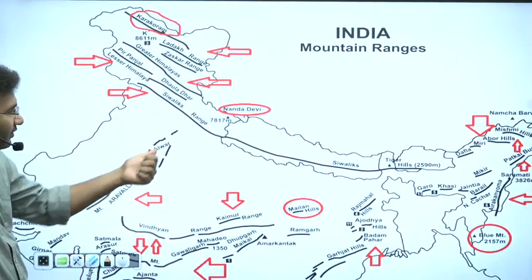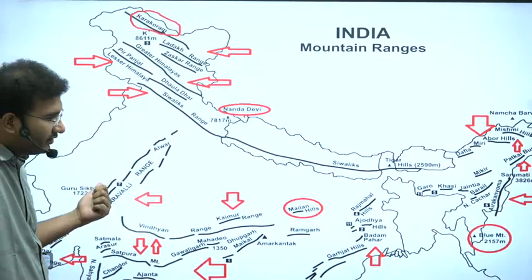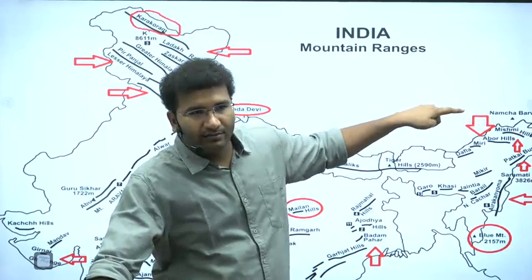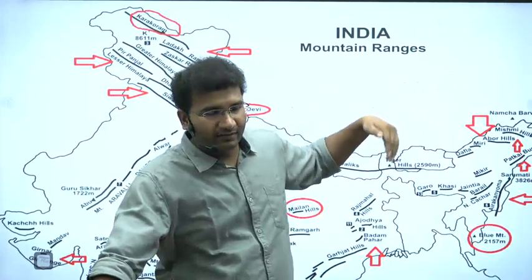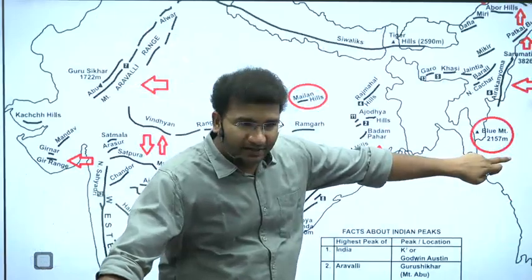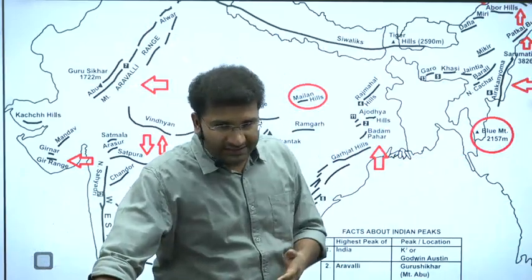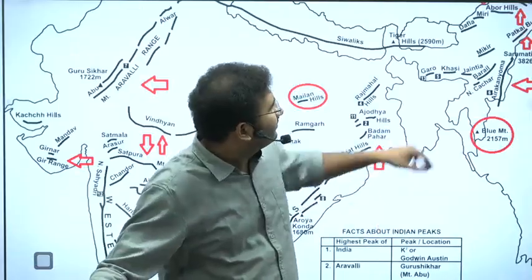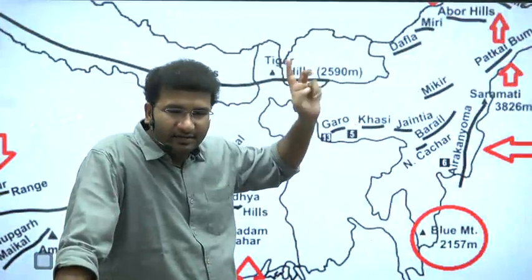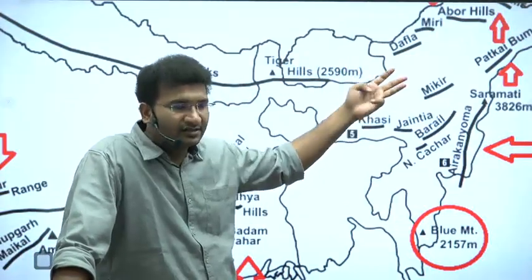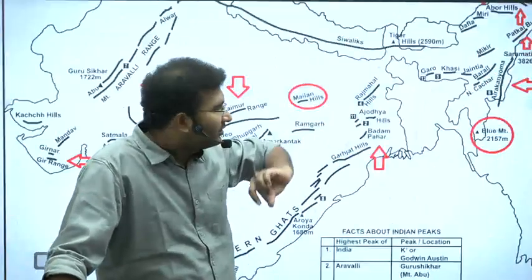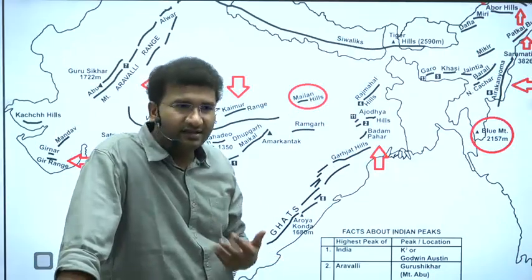Fan folding phenomena you will get to see in the Aravallis. Now come to the northeast, 4 major mountain ranges: Mishmi, Abor, Miri, Dafla, and Mikir in Assam. Right? Done. Patkai Bum, the other name for the Purvanchal Hills. Or you can also call them Naga Hills in Nagaland, Manipuri Hills in Manipur, Mizo Hills in Mizoram. That means Nagaland, Manipur, Mizoram, when you go across from north to south. Garo, Kasi, Jayantia Hills in Meghalaya.